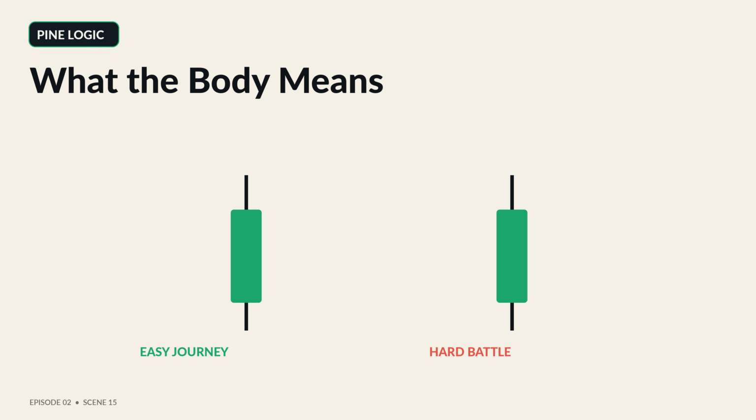Think of the candle body as net displacement between open and close. A large body means price finished far from where the interval began, but it does not tell you whether getting there was easy or difficult. Different battles can end at the same destination.